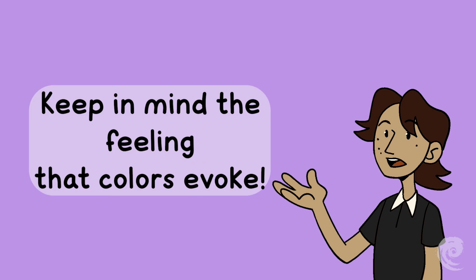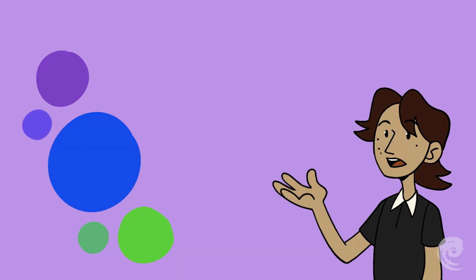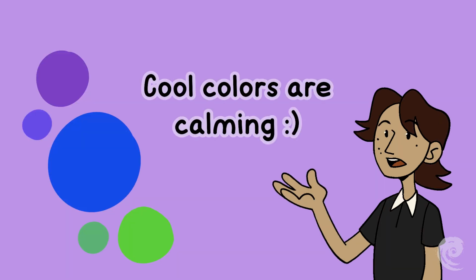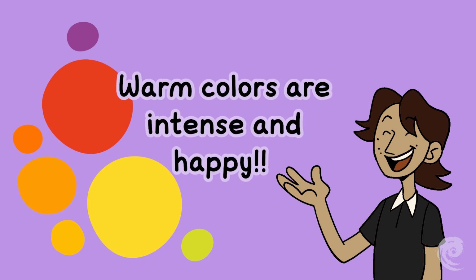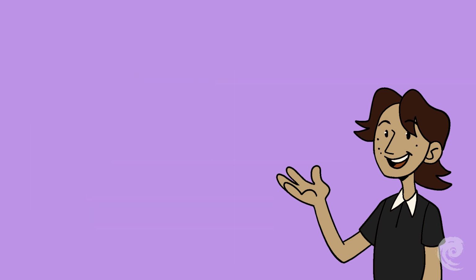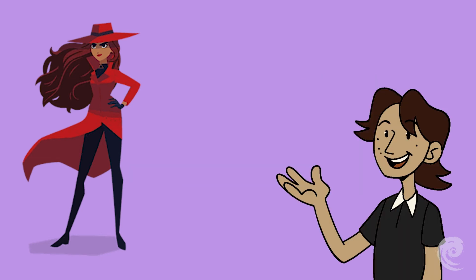When doing this, also keep in mind the feeling that the colors evoke. Do you want your character to have a more warm or cool color scheme? Cool colors, being greens, blues, and violets, are very calming to look at, and warms, being reds, oranges, and yellows, are a bit more intense and happy. Color is really flexible when it comes to designing characters. You don't necessarily have to design a calm, serene character with a cool color scheme, but it is important to keep in mind how that color makes you feel and how you want people to react to the character.